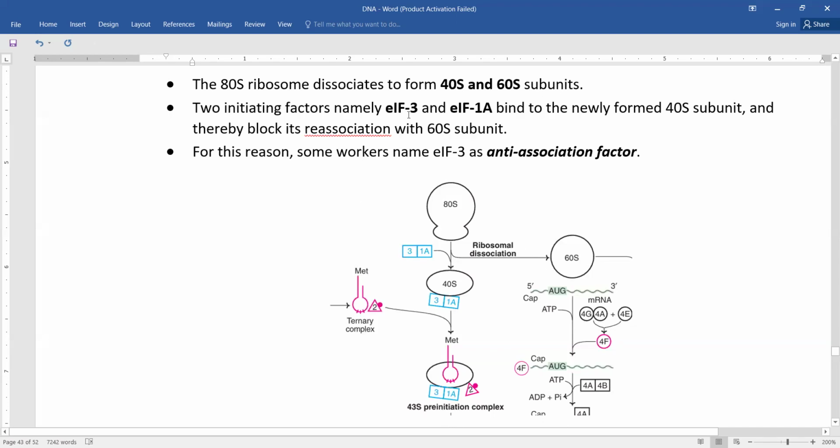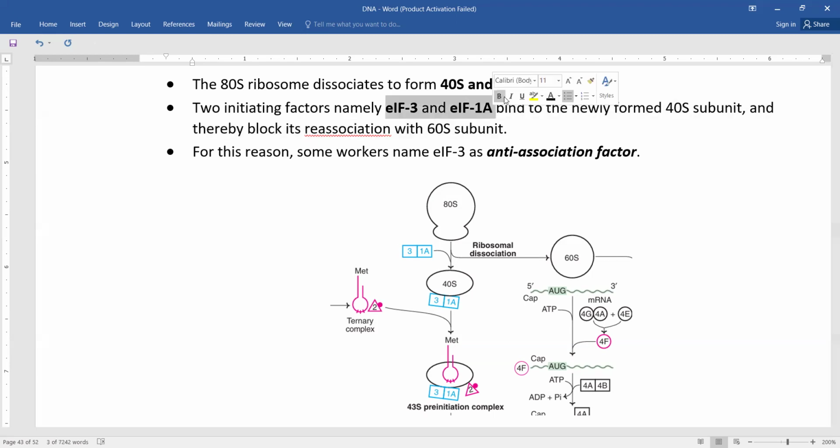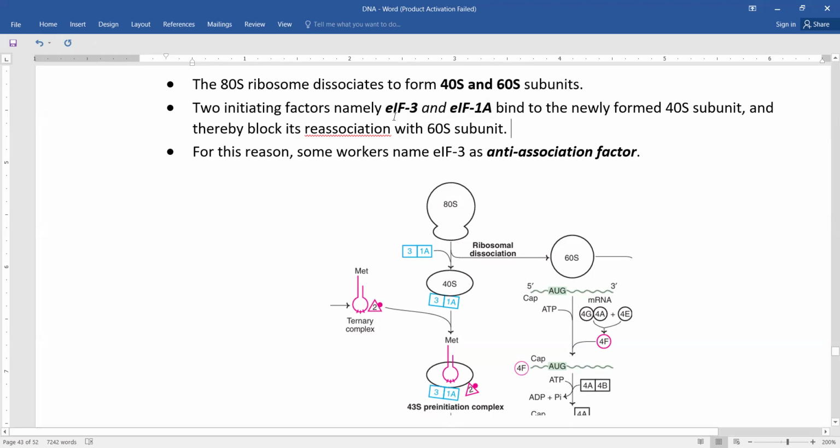Two initiation factors. You remember, this is a very, very important point. You should remember this point by heart. Okay, EIF3 and EIF1A. Two initiation factors, EIF3 and EIF1A, bind to the newly formed 40S subunit, so that these two subunits cannot reassociate immediately.